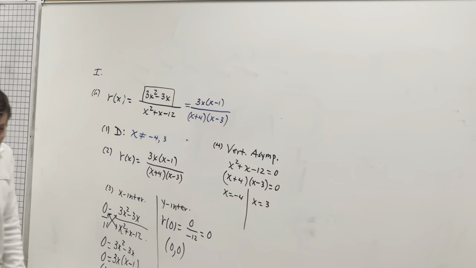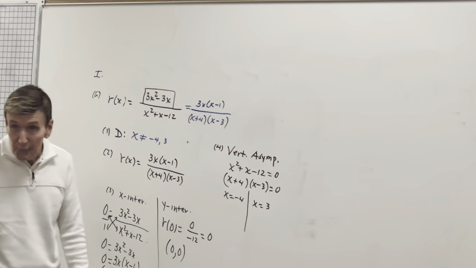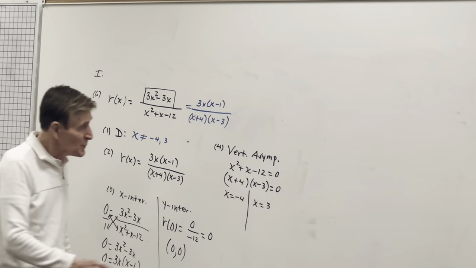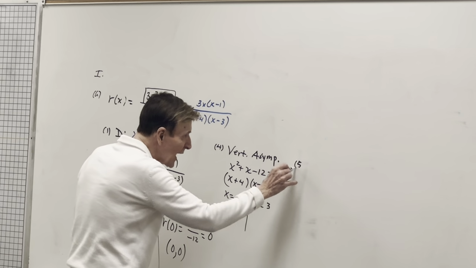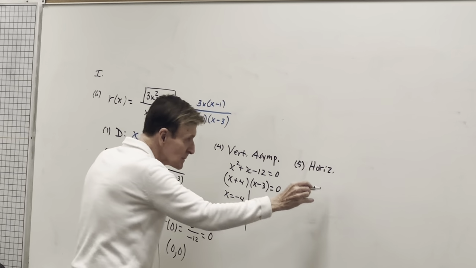Partial credit. Now the one that might be difficult, I need one more here for today, then we grab it. The next one could be a little trying on us. This is horizontal asymptote.